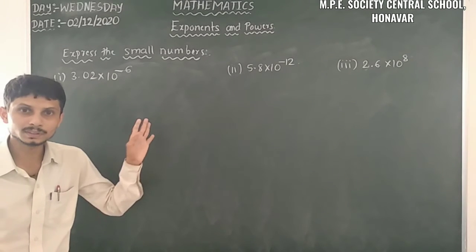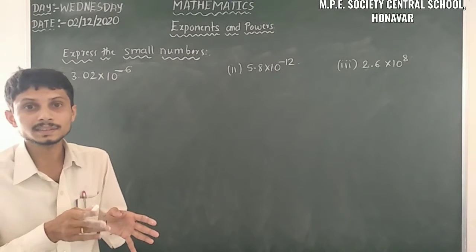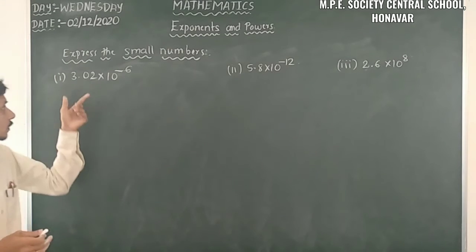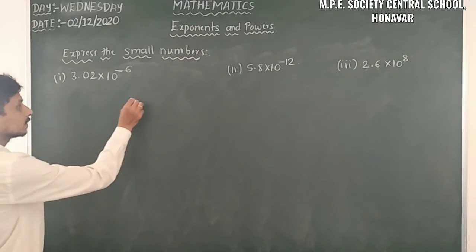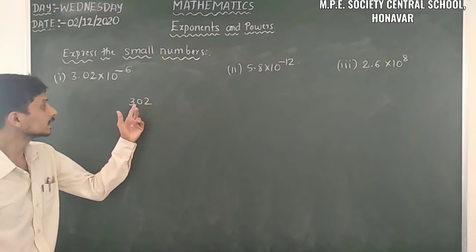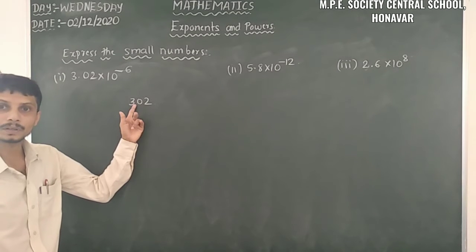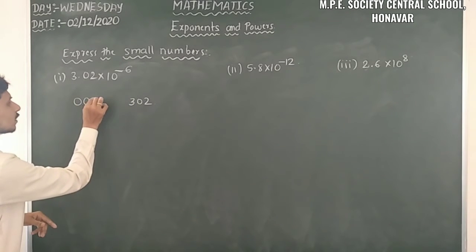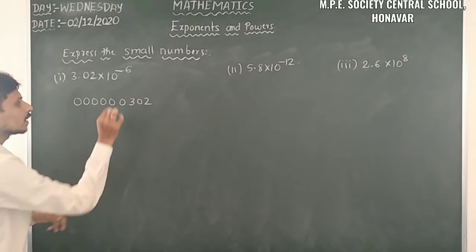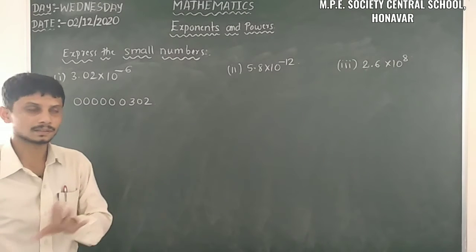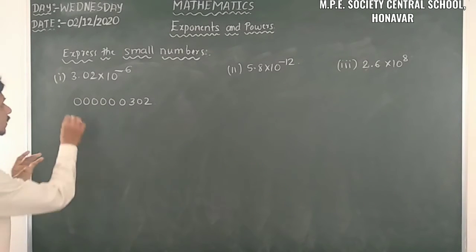In previous cases we jumped the things. Here we have to take the number first. Firstly you have to write the number, that is 302. Write this 302 here. And where is the decimal point? Here is the decimal point. We have to jump the decimal point 6 times, so write some zeros. Firstly we will write some zeros in pencil. It's a technique.